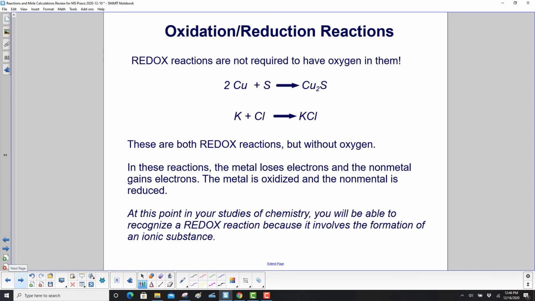Now, not all redox reactions have oxygen in them. Here are two examples of redox reactions with no oxygen, so it's not combustion. In these reactions, the metal loses electrons and the nonmetal gains electrons. The metal is oxidized and the nonmetal is reduced. At this point, hopefully you'll be able to recognize a redox reaction because it involves the formation of an ionic substance.